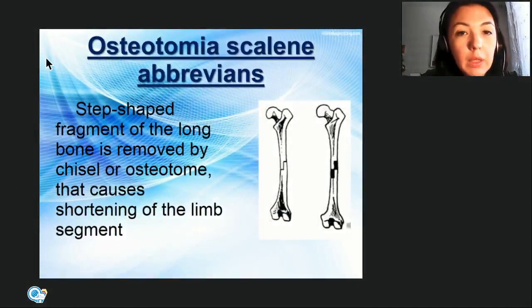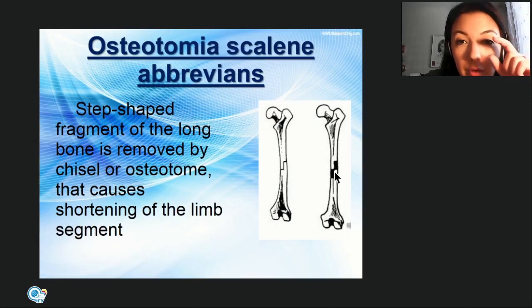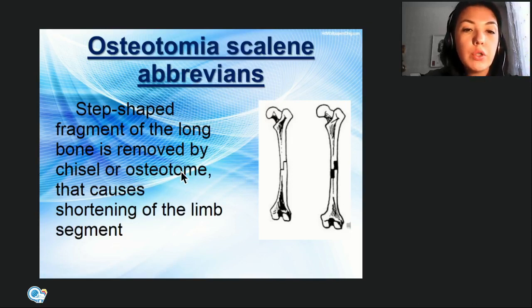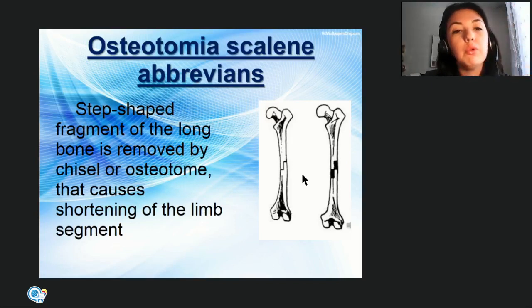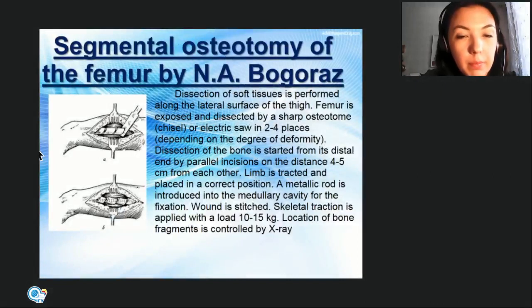The opposite surgery is osteotomy scalene abrevens. We perform step-shaped dissection, one part is removed by chisel or osteotome, and the two ends are connected again by bone suture, and it causes shortening of the limb segment.